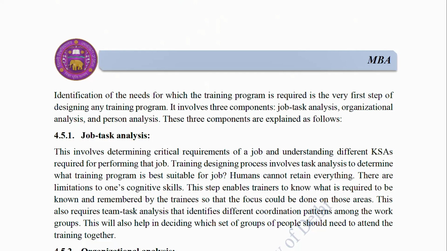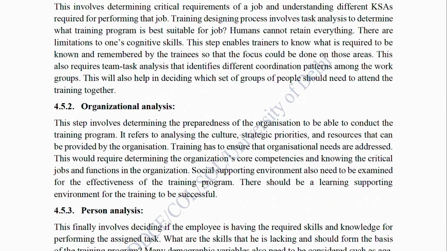4.5.1 Job task analysis. This involves determining critical requirements of a job and understanding different cases required for performing that job. The training design process involves task analysis to determine what training program is best suited for the job.